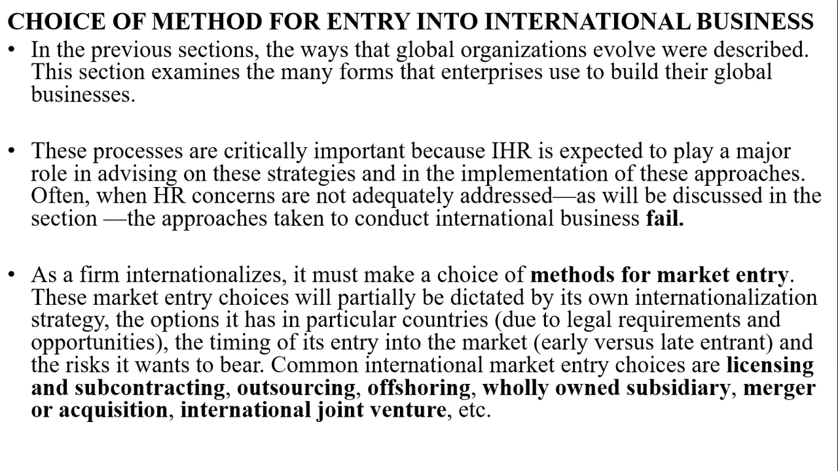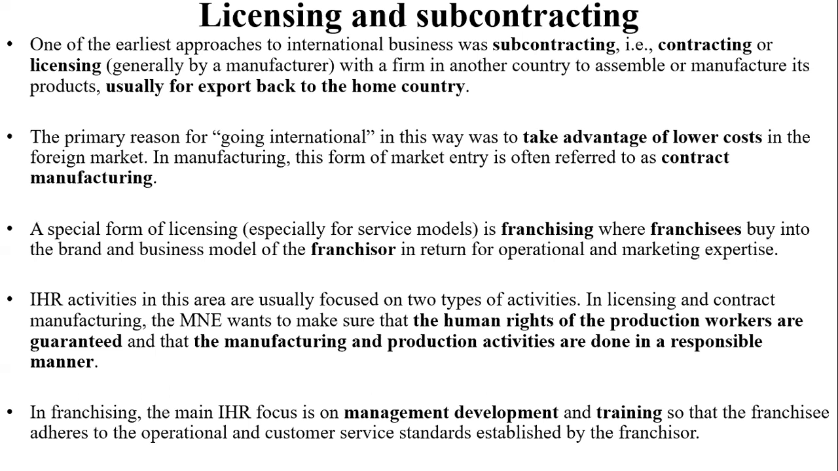So what are some of these methods that can be used by domestic firms to enter into the international business? These options include licensing and subcontracting, outsourcing, offshoring, developing a wholly owned subsidiary, mergers and acquisitions, joint venturing. So we are going to take them in turns. The first penetration strategy that is available to domestic firms that aspire to go into international business is what we call licensing or subcontracting. Licensing and subcontracting is considered to be one of the earliest approaches that one can utilize to embark on international business.